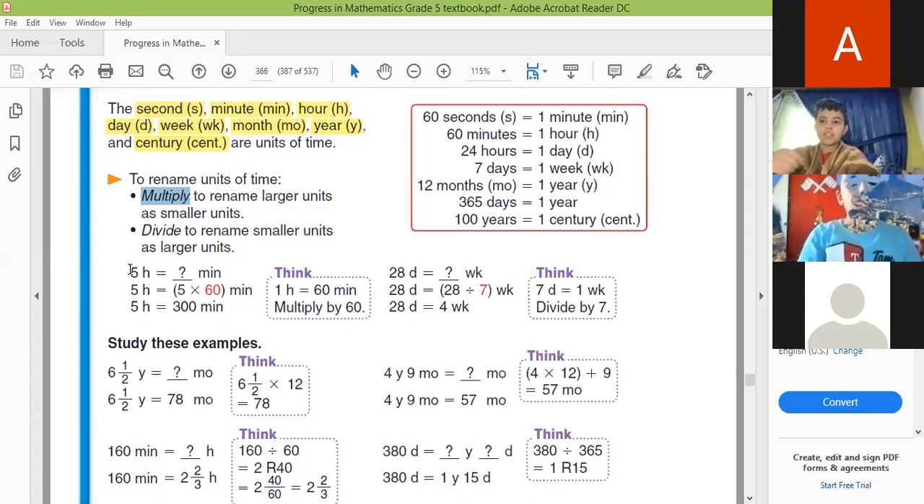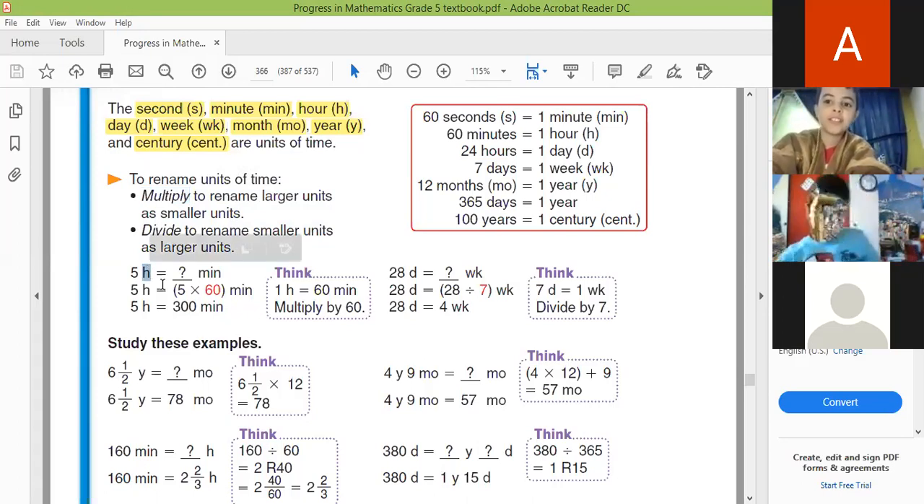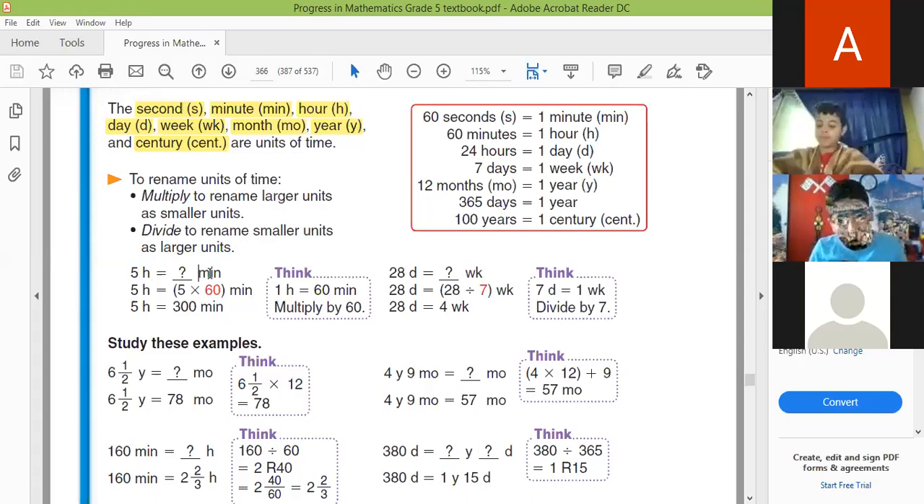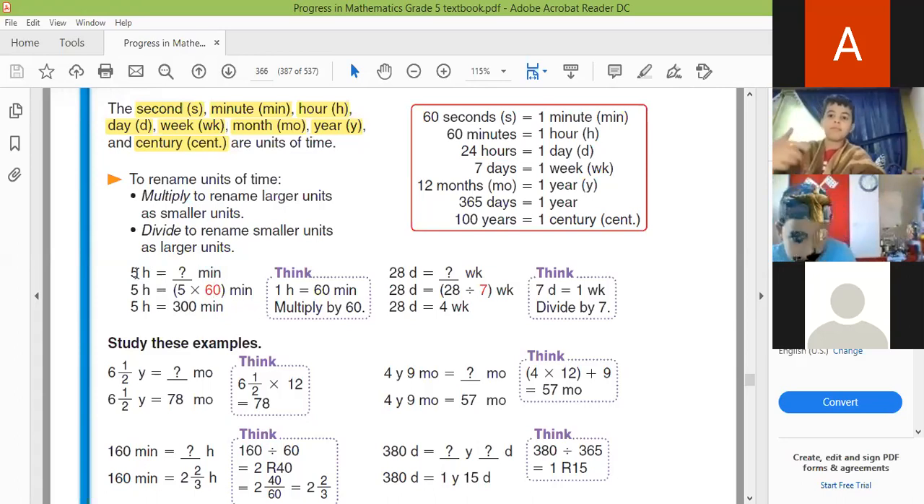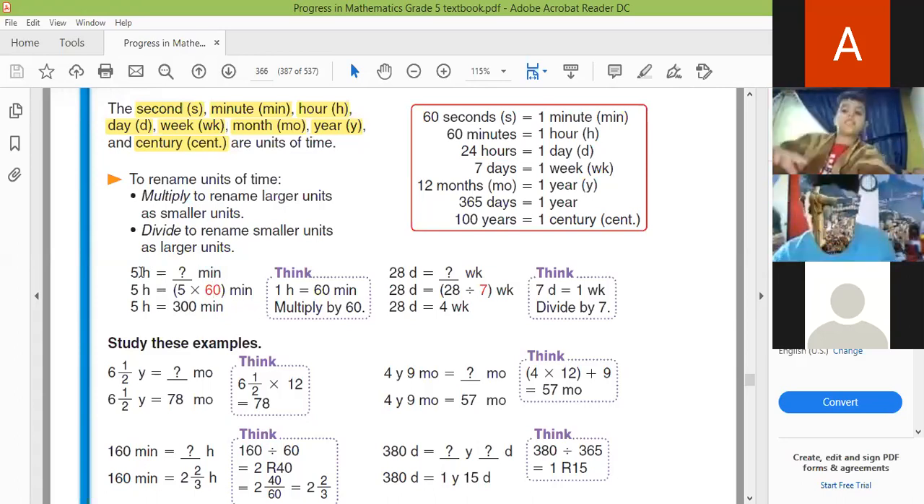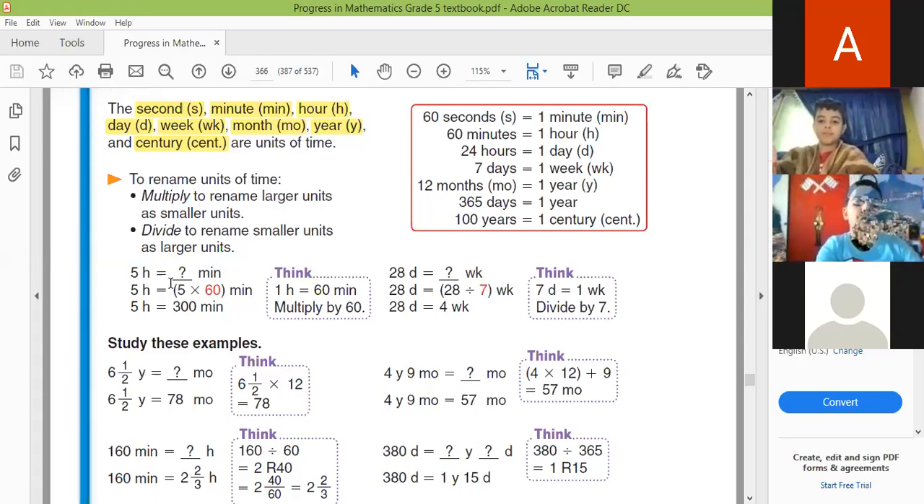Look at there, here are some examples. 5H. What does H mean? 5 hours. And you want to change it into minutes. How will you do it? 5 hours. You will check in 1 hour, how many minutes? 60. Then you will multiply 5 times 60, which is equals to 300. 5 times 6 is 30, and then you will add 0.